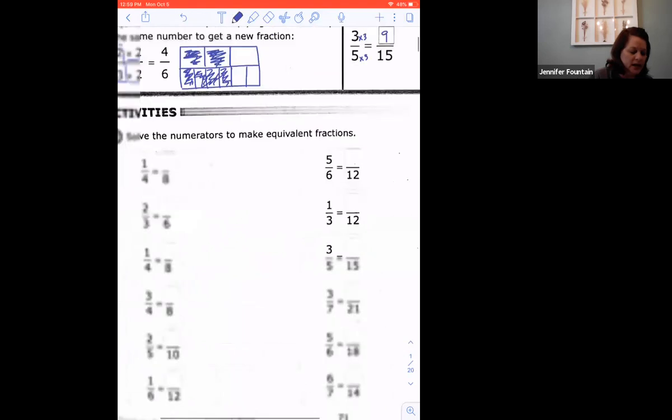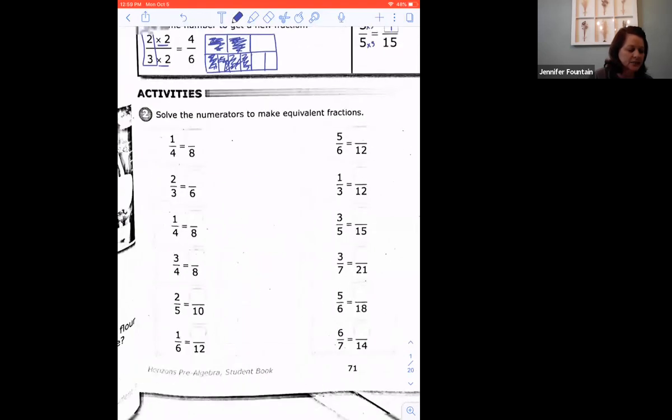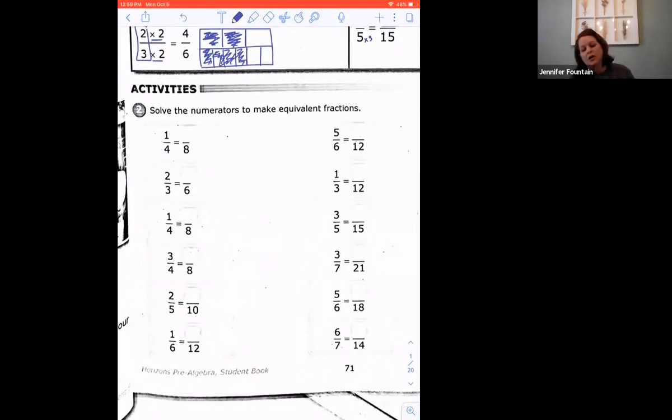So let's go ahead, and I want you to work on activity 2. Look at what you started with in the denominator, look to see what the new number is, and find your new numerator. Go ahead and work on that right now. If you have questions, though, let me know.